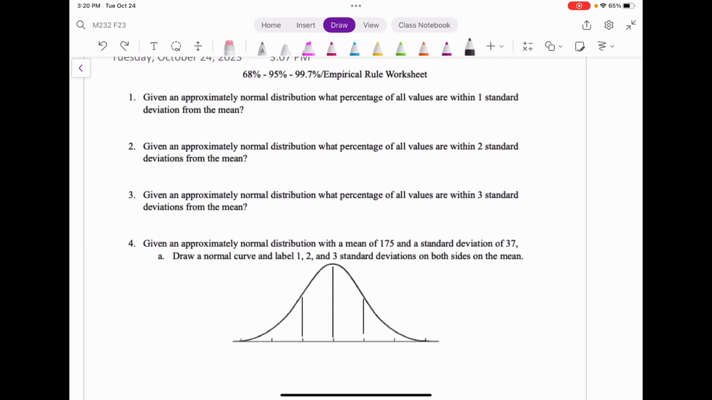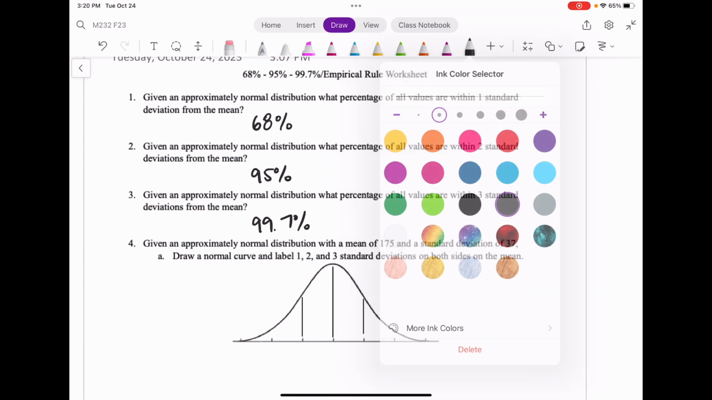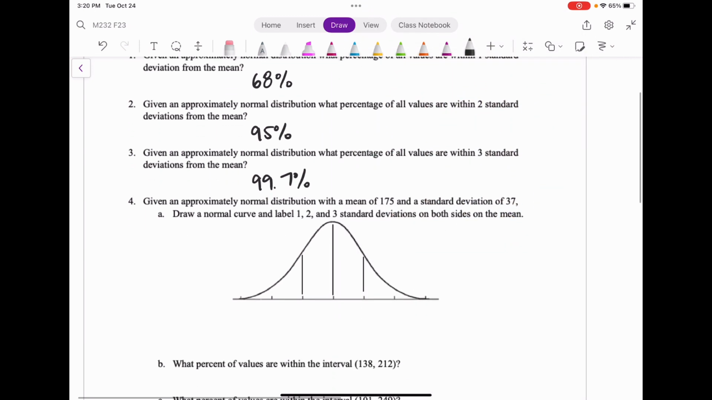Given an approximately normal distribution, what percentage of all values are within one standard deviation? That is 68%. 95% falls within 2 and 99.7% falls within 3 standard deviations of the mean. We then used that to determine the specific percentages that were in the various drawings that we're going to do.